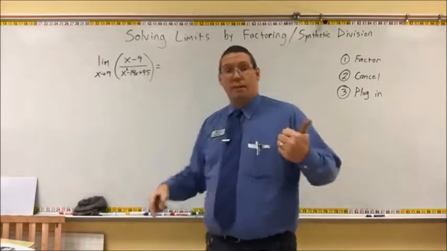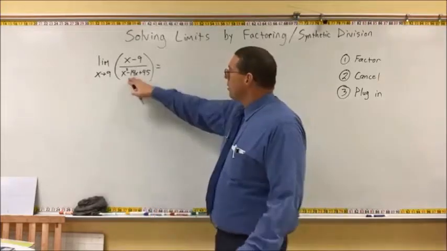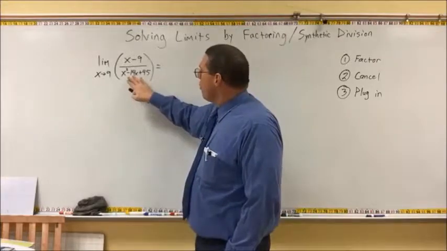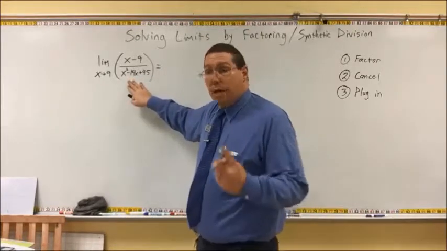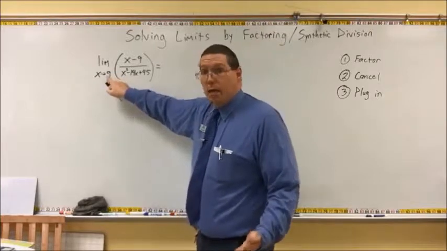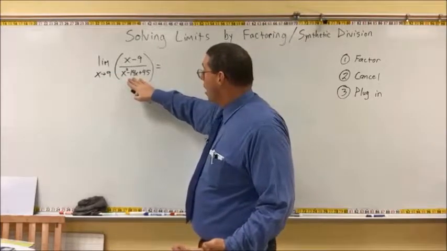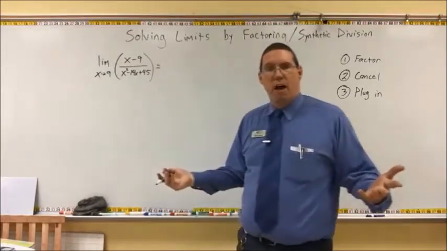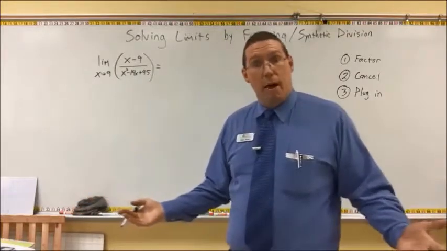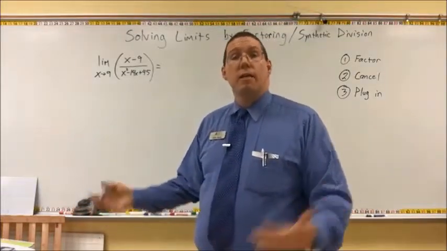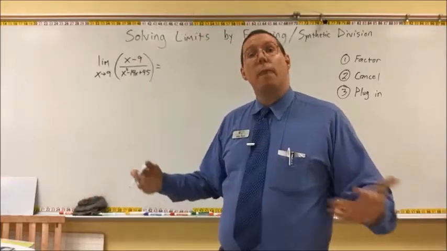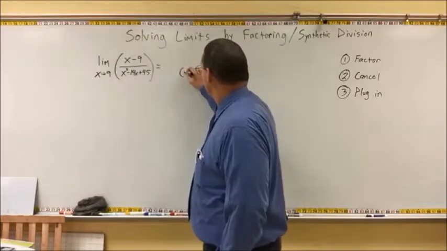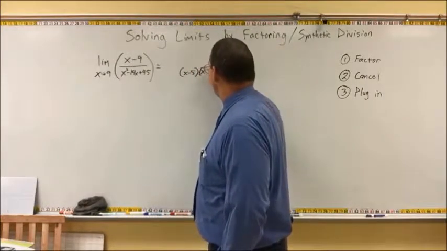And so we need to factor, then cancel, then plug in. So we're going to factor the denominator here because the numerator can't be factored. Well, we know that the thing that's making the denominator equal 0 is x minus 9, okay? So one of the factors is x minus 9. So what does -9 have to be multiplied by to equal positive 45? It's got to be multiplied by -5, right? -9 times -5 is positive 45. -9 plus -5 is -14.